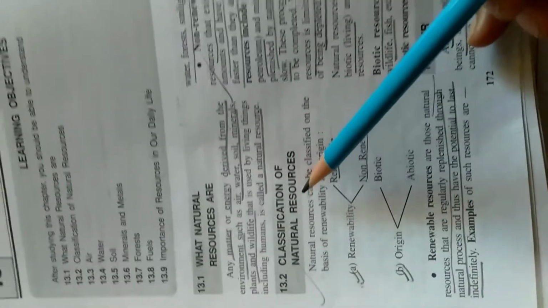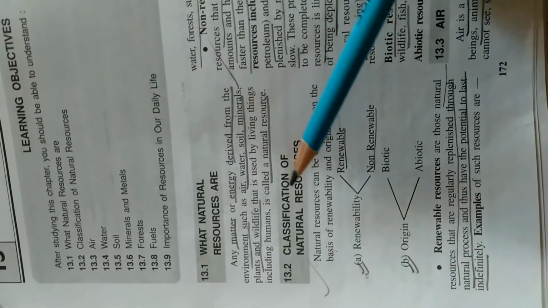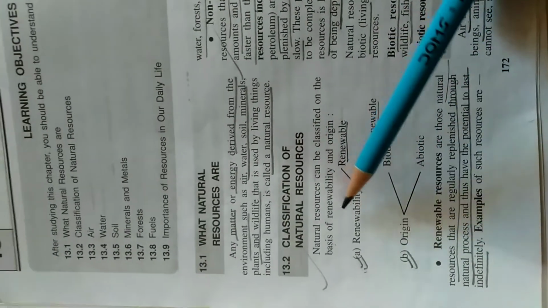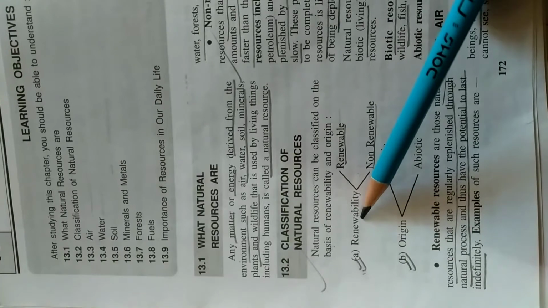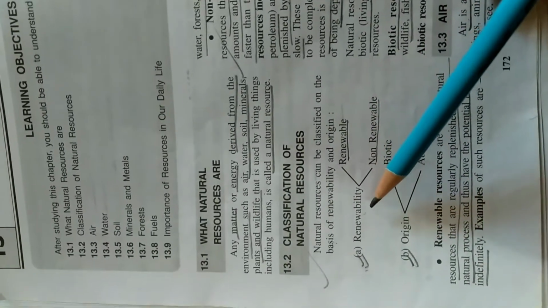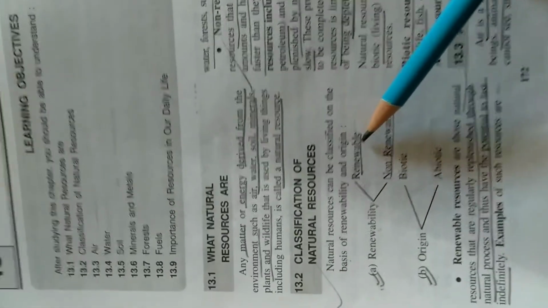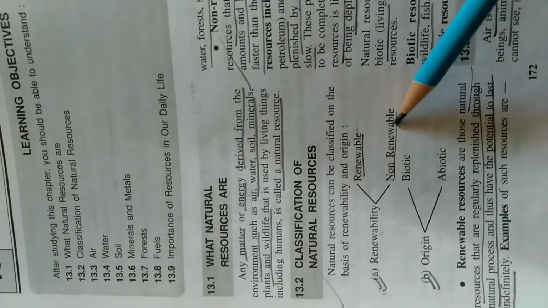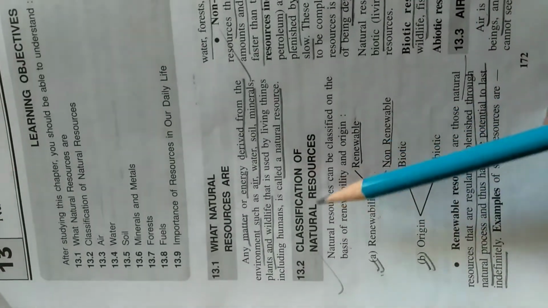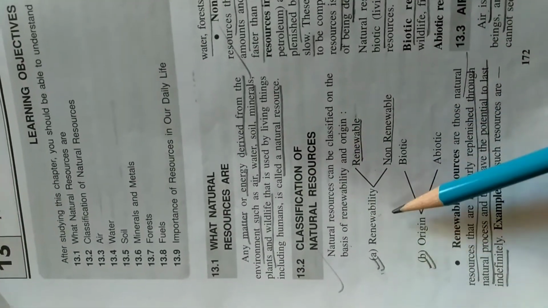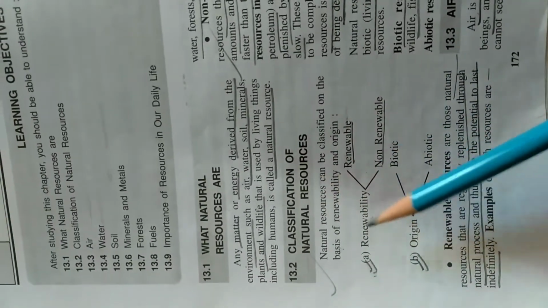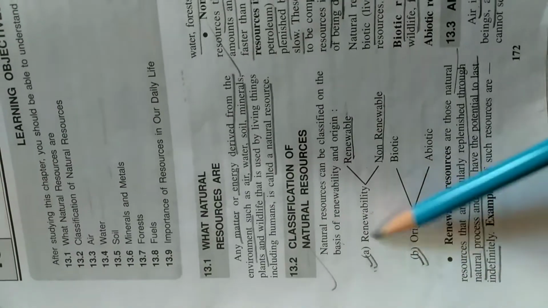Now, coming to classification of natural resources, broadly, natural resources are divided into 2 categories on the basis of renewability and on the basis of origin. So, on the basis of renewability, there are 2 types of resources: renewable and non-renewable resources. If you are asked a question to divide the natural resources on the basis of renewability, or about the major distinctions of natural resources, you will write these two.